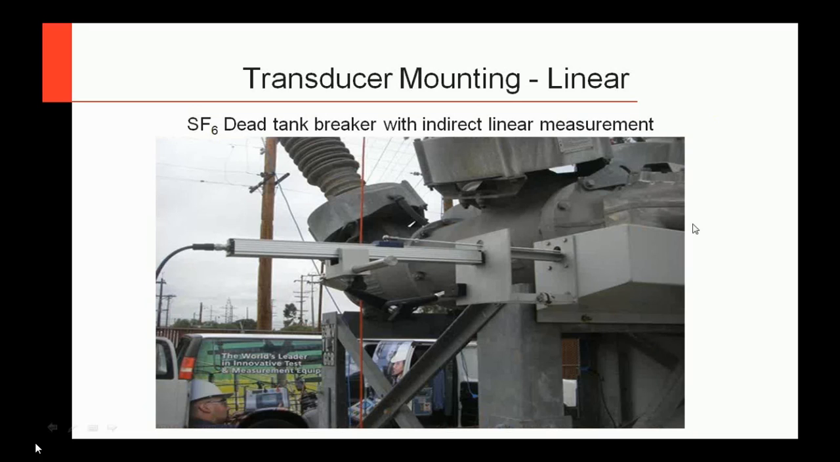Same thing on here. This is, I believe, a Siemens design. They have a linkage rod. The mechanism is on the other side here, and it drives all 3. There's this linkage rod coming down that drives all 3 of these interrupters, and so you're hooking on the end of that. And once again, this is moving back and forth, and it's an indirect linear measurement because your actual motion is going 90 degrees perpendicular to it.